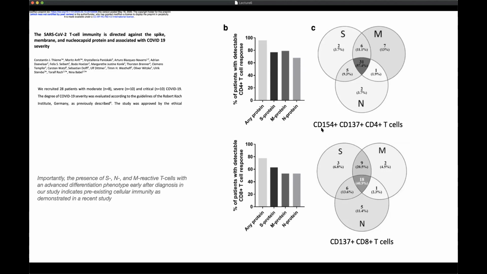And in case you're wondering, these, CD154 plus, CD137 plus, are the various markers displayed in different types of T cells. This is what they use for flow cytometry to separate the different cells, because you've got to know which ones they are. You can't just look at it and say, oh, this is a CD4 cell and that's a CD8 cell.